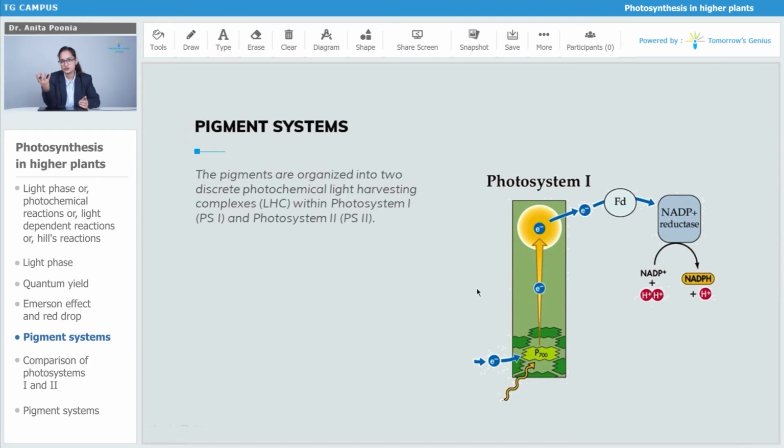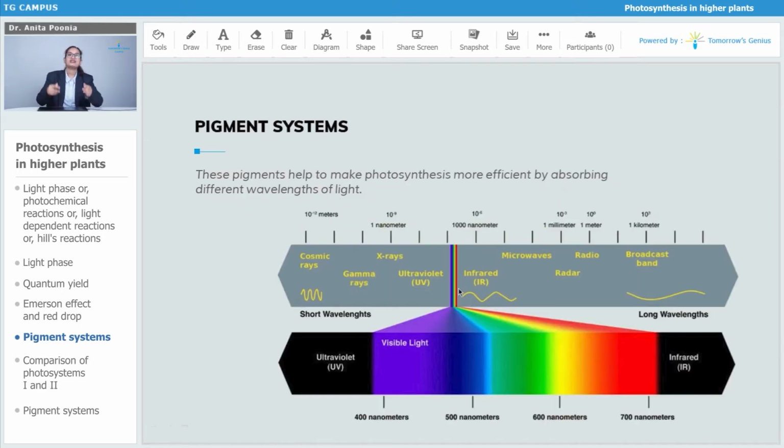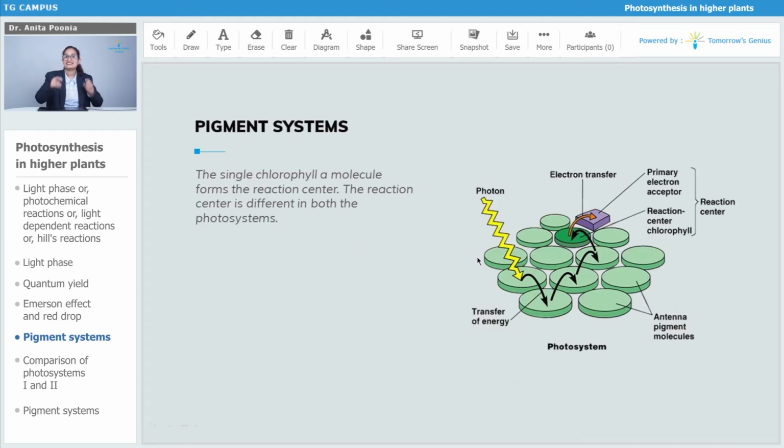We are talking about the pigment system, students, so you know the various pigments here: chlorophylls and carotenoids, all of that. The pigments are organized in two discrete photochemical light harvesting complexes, known as LHC, within photosystem I and photosystem II. These pigments help to make photosynthesis more efficient by absorbing different wavelengths of light. A single chlorophyll A molecule forms the reaction center, and the reaction center is different in both the photosystems. Remember that.